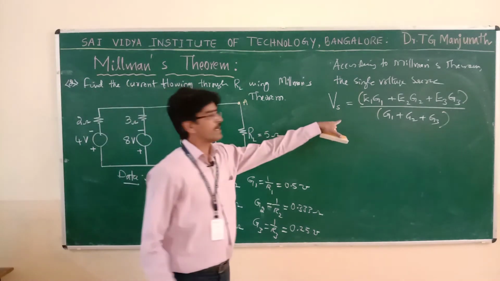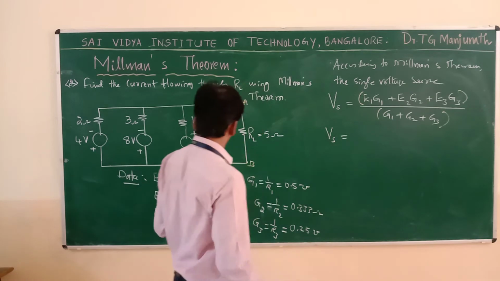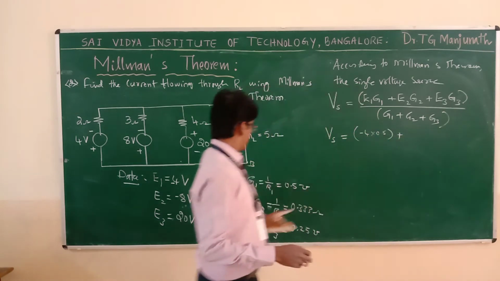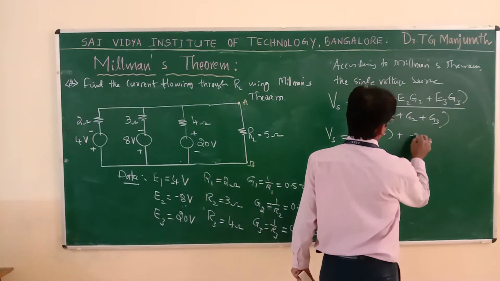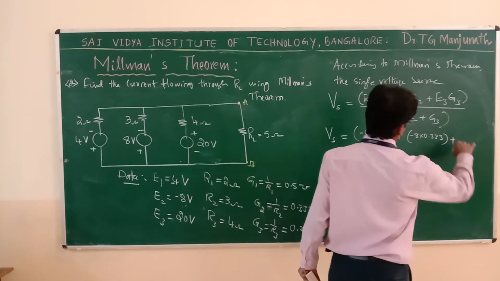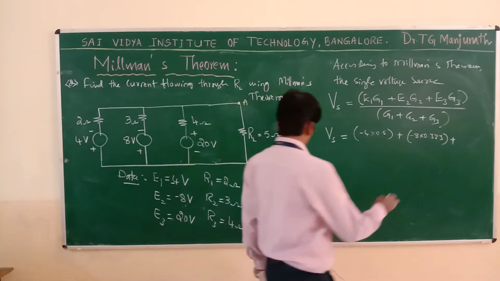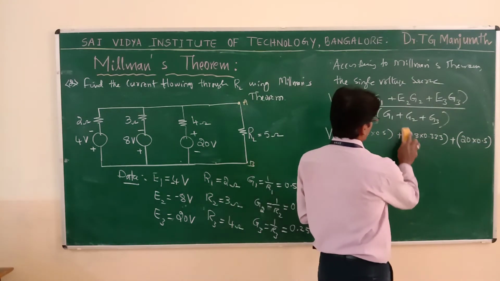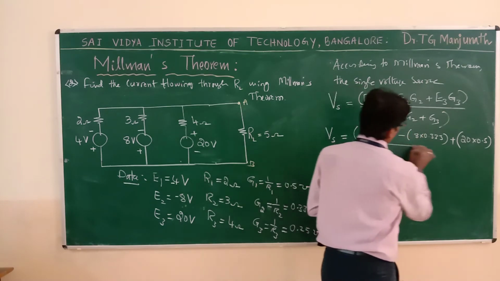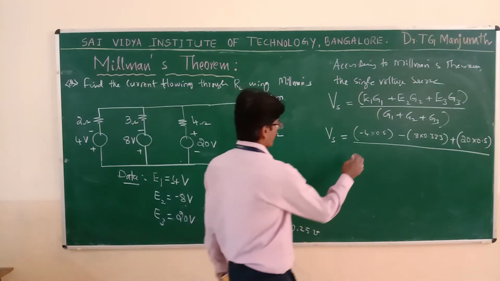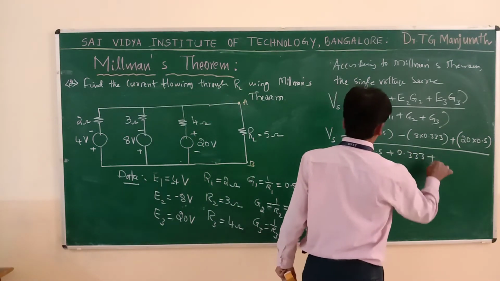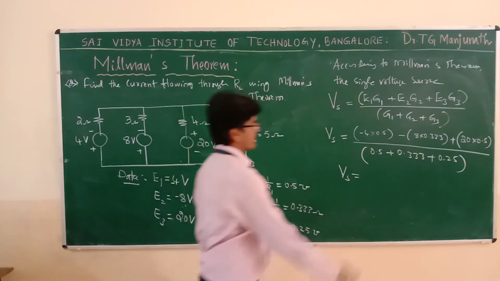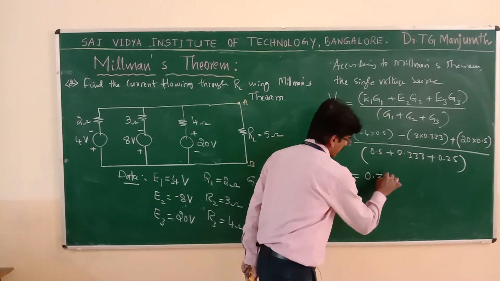Now you have all the values, just substitute here. So Vs is equal to E1 G1, that is -4 into 0.5, plus E2 G2. E2 is -8, so -8 into 0.333, plus E3 G3, that is 20 into 0.5. Since these two are negative, you can directly write this as negative. Next, divided by G1 plus G2 plus G3, that is 0.5 plus 0.333 plus 0.25. Enter this in the calculator and find the value of the voltage source. Check the answer: 0.311 volts.